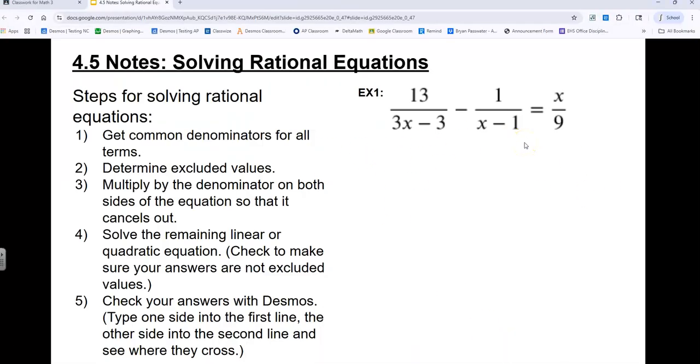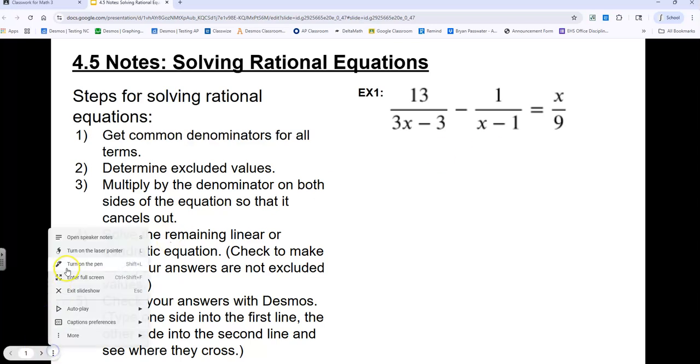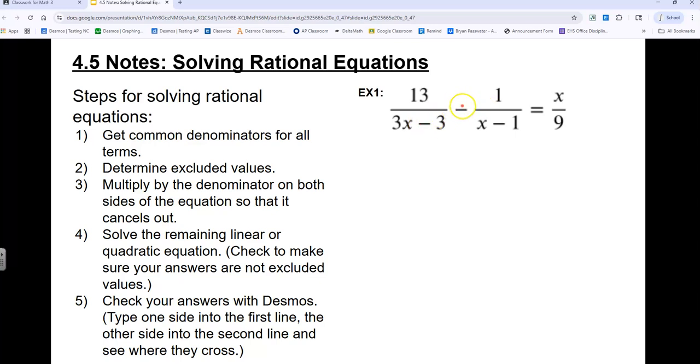Okay? All right, so if we're going to solve these by hand, we want to get common denominators for every term, because if I've got a subtraction right here, I've got to have common denominators. So to do that, instead of 3x minus 3, I would think of this as 3 times x minus 1. Think of that as the factored version. So you might need to factor here. So I've got 3, I've got x minus 1, I've got x minus 1 again, and I've got 9.